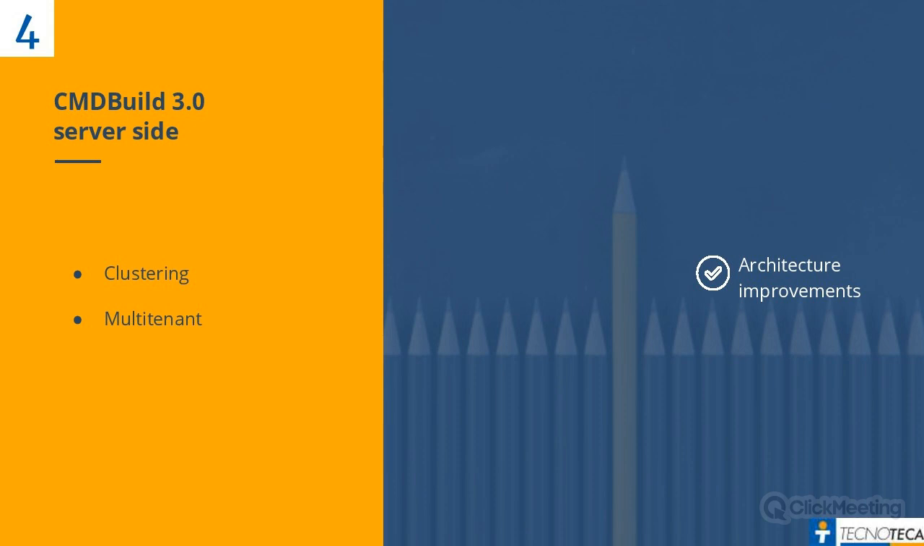You just will need to add more nodes and enjoy the benefit of a modern, scalable, and absolutely reliable system. The caching framework has been completely revisited to support clustering, and it will definitely offer more control upon system status and performance. One thing that a lot of people asked us to develop in the CMDBuild 3.0 version was the multi-tenant. So we did.